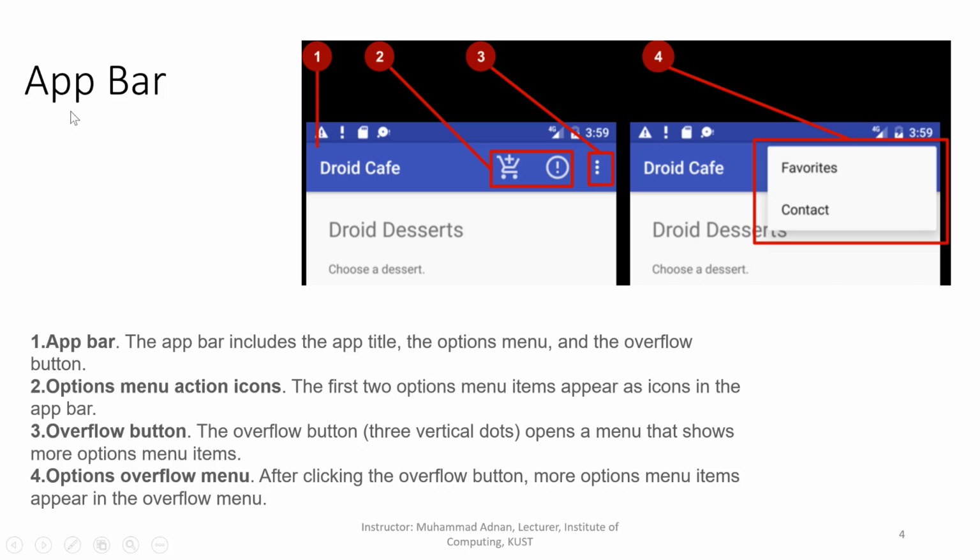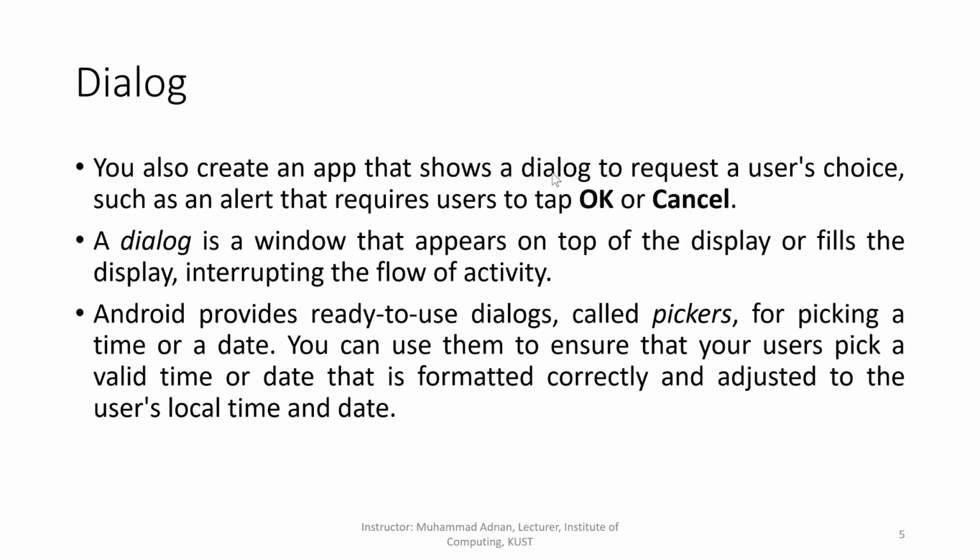So this is what app bar is, and you can add the title, the option menu item, the overflow button, and the overflow button can itself contain option menu items which you can work on.